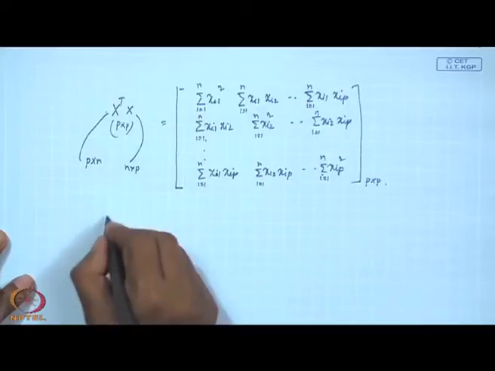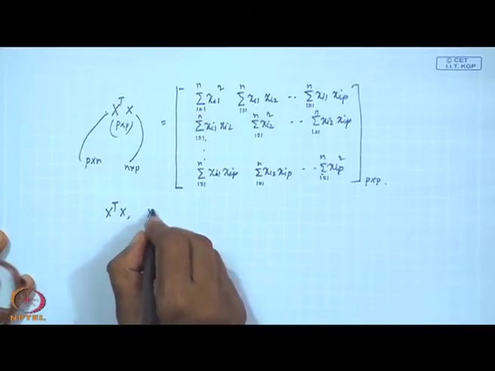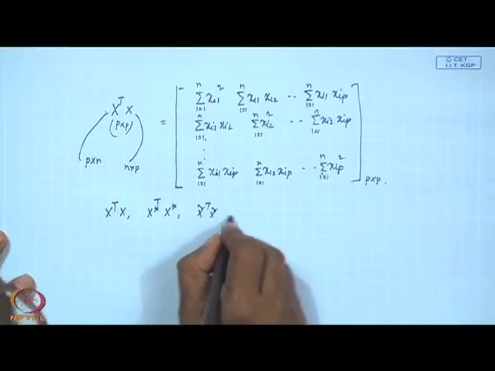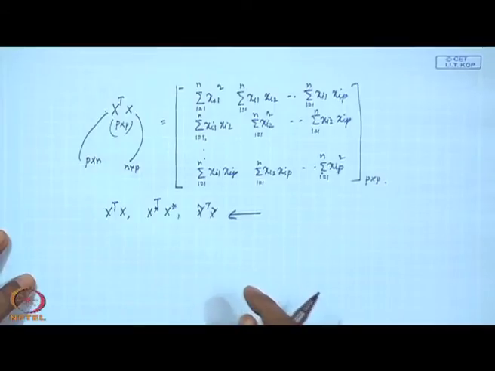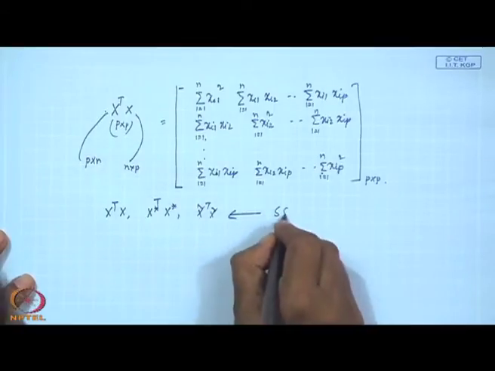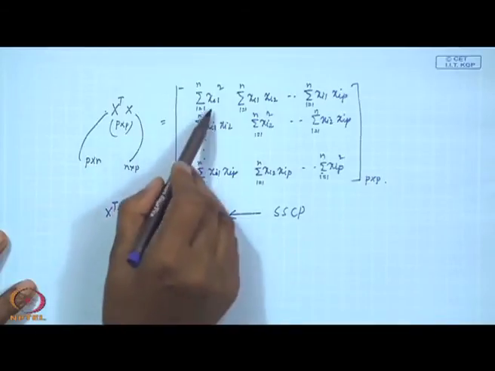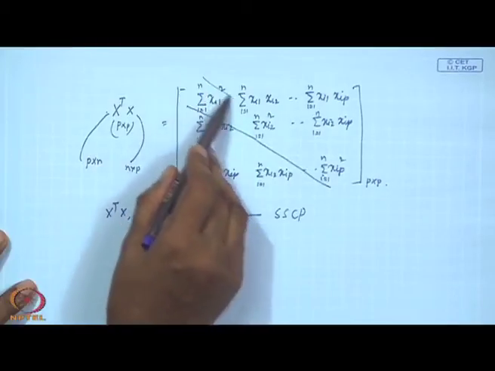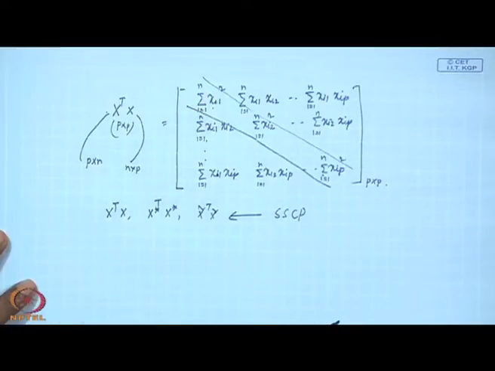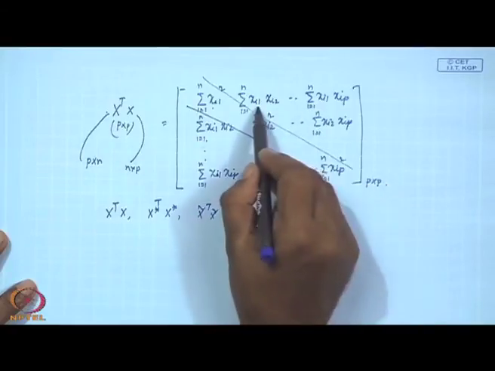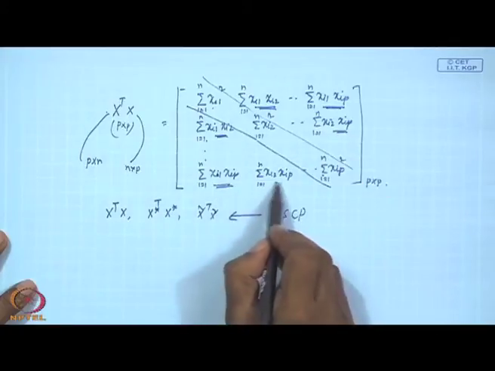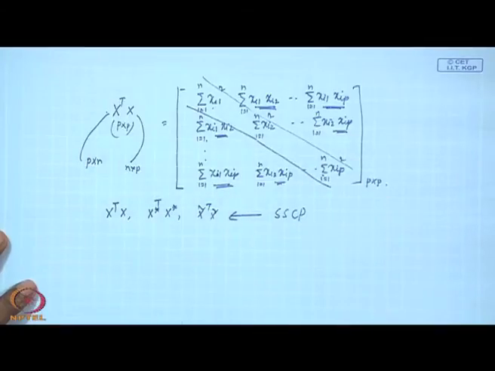These three matrices, X transpose X, X star transpose X star, X tilde transpose X tilde, are all sum square and cross product matrices, all SSCP. Why? You see, all diagonal elements are sum squares, and all off diagonal elements are cross products. So, sum squares for the variance, cross product for the covariance.